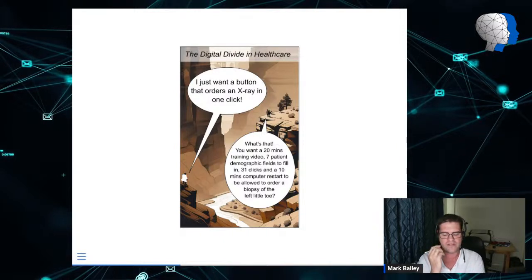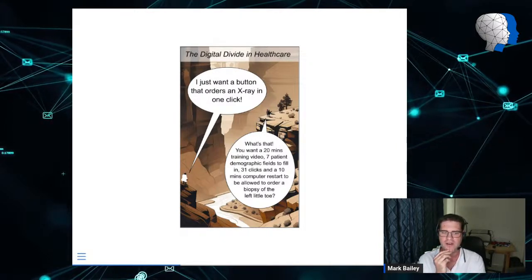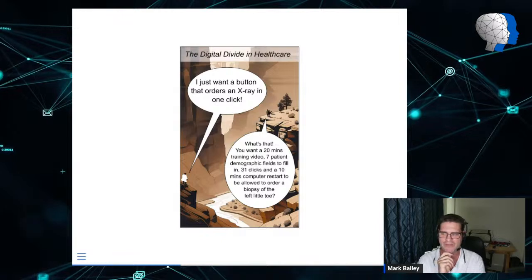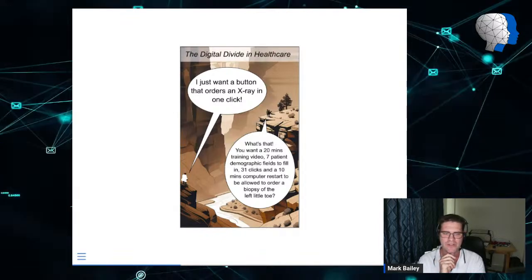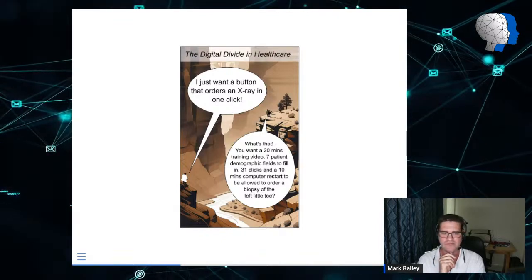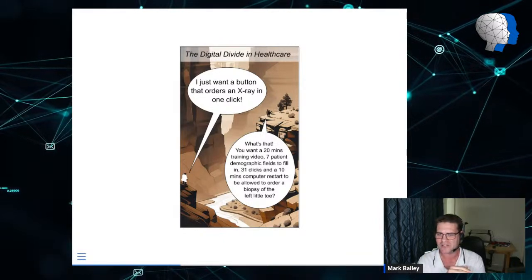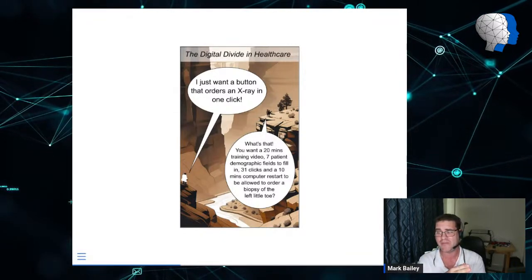And quite a few might have seen this already. I put this on different social medias, a bit of a poking at the issue, but I thought I'll show it up here again for those that haven't seen it. So the digital divide: on one side of the canyon, doctors asking for a single button. This is me, by the way.